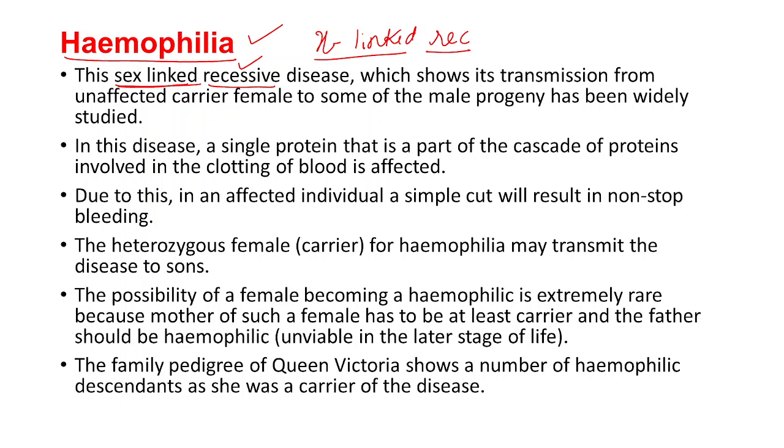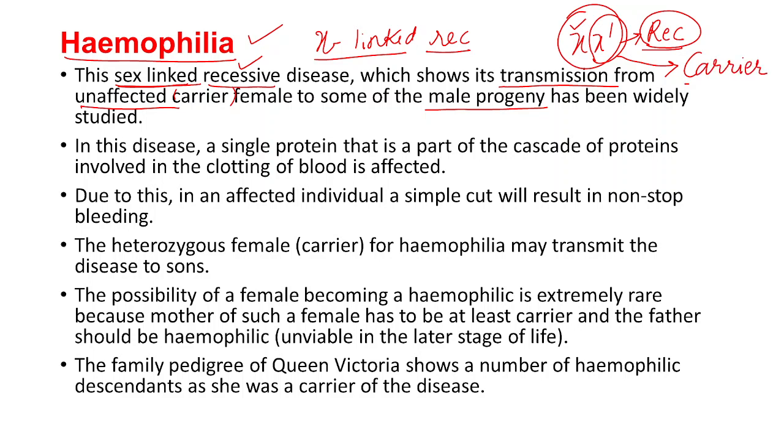Next, hemophilia is a sex-linked recessive disease that shows transmission from unaffected, that is carrier female, to some of the male progeny. Carrier means what? Unaffected. See here, X and X dash. Here X dash is what? The mutated form. And this mutated form is recessive. Since it is recessive, in the female individual it cannot be expressed. Since it is a recessive type of mutation, in presence of a normal allele it will not express itself, and the individual will become what? Carrier for the particular disease or disorder.